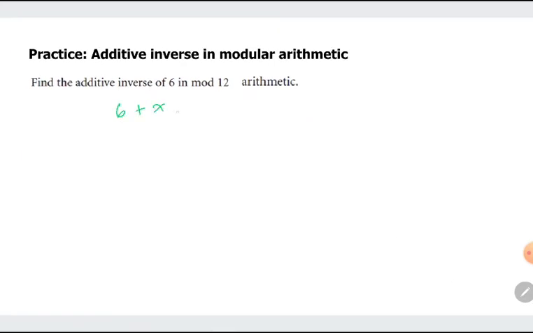Now, how about this? 6, what will I add with 6 that will make this congruence true? So obviously it will be 6 as well. 6 is less than 12, so that's correct. 6 plus 6, that's 12.